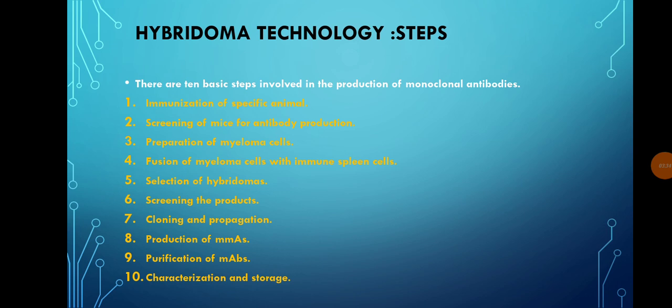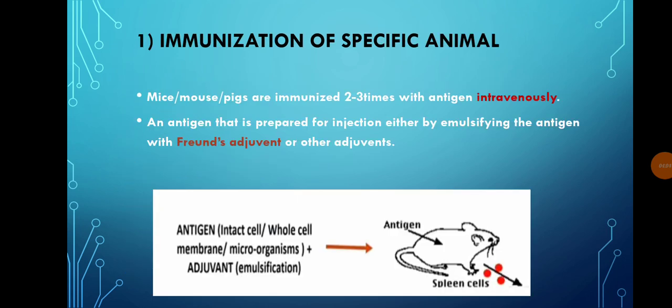Steps in the production of monoclonal antibodies. There are basically 10 steps. First, immunization of a specific animal. Second, screening of mice for antibody production. Third, preparation of myeloma cells. Fourth, fusion of myeloma cells with immune spleen cells. Fifth, selection of hybridomas. Sixth, screening of products. Seventh, cloning and propagation. Eighth, production of monoclonal antibodies. Ninth, purification of monoclonal antibody. Tenth, characterization and storage.